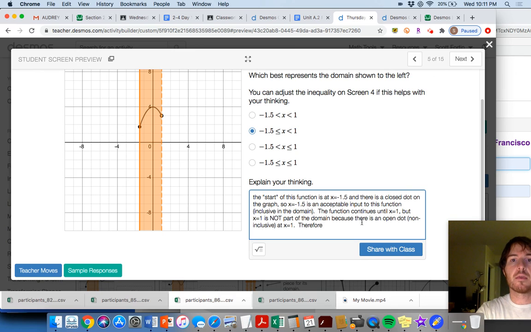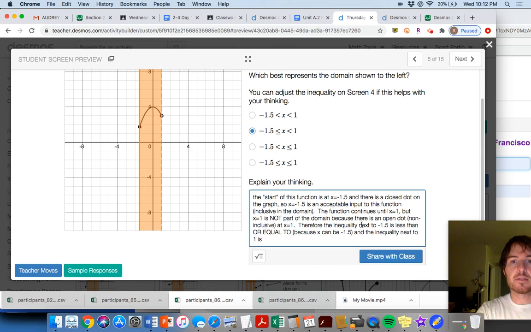Therefore, the inequality next to negative 1.5 is less than or equal to, because x can be negative 1.5, and the inequality next to 1 is less than, because x cannot be 1 in this function.